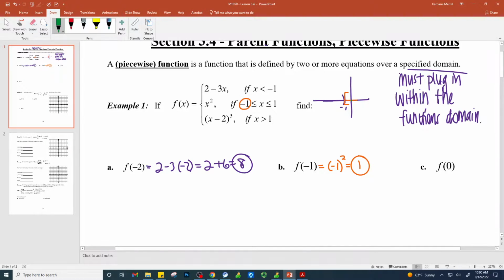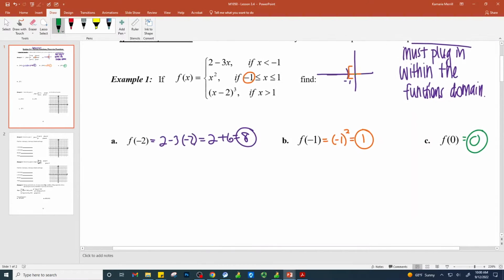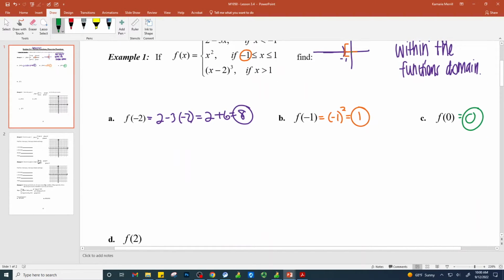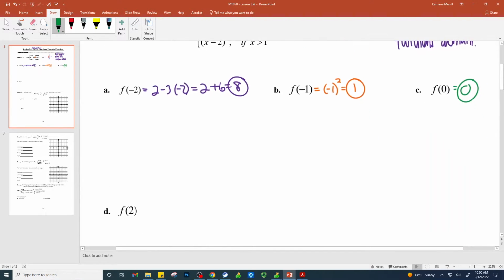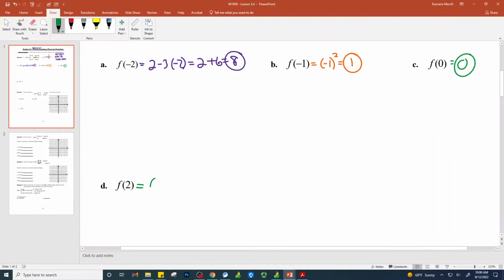Okay, so 0 falls here, so that's in the second one as well, right? Are we all feeling pretty comfortable with recognizing domain then? 2 falls in which one's domain? The bottom one's domain. So we get to say, oops, I said x. 2 minus 2 cubed, is that what it was? Yeah.